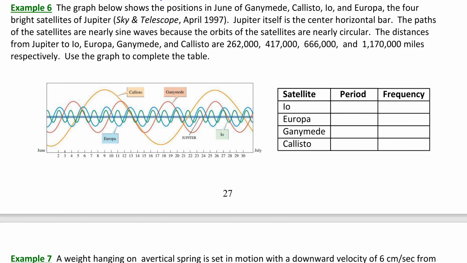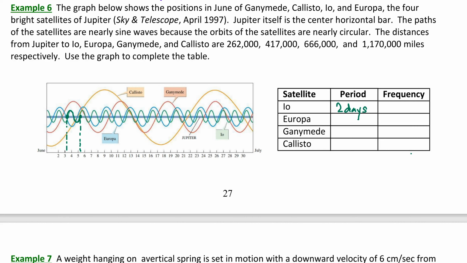I want to measure how long it takes in days for Io to complete one fundamental cycle. So I'm going to recognize the beginning of a sine wave and the end of a sine wave. So I can see one complete fundamental cycle here. Now I'm going to approximate the period. This is easier if you have a ruler. So the rough estimate here, we could say a period of 2 days.